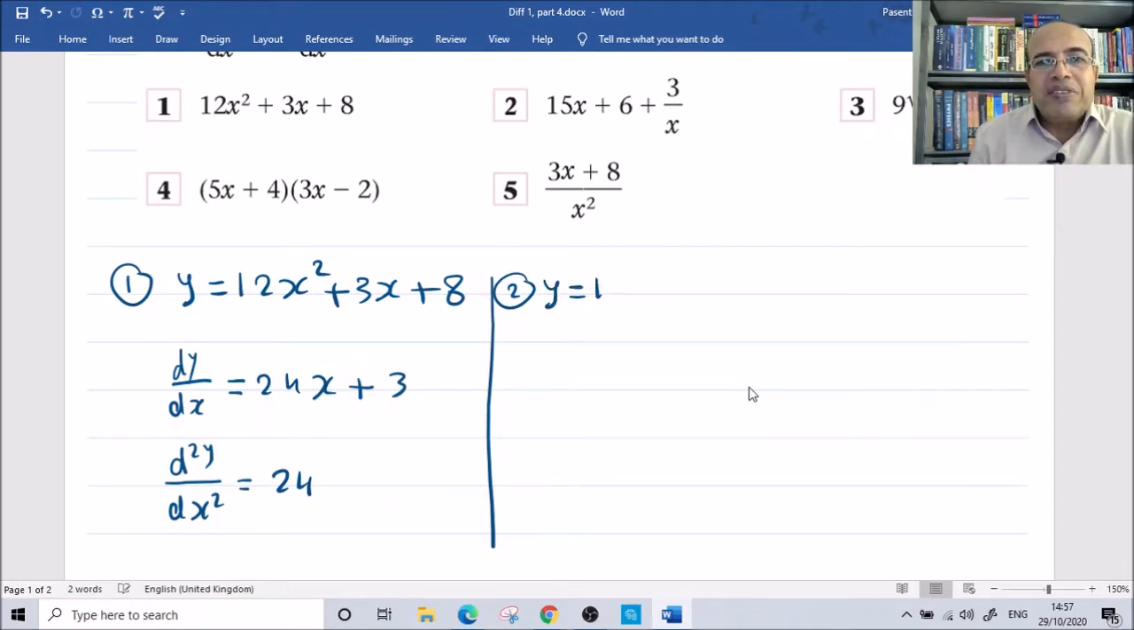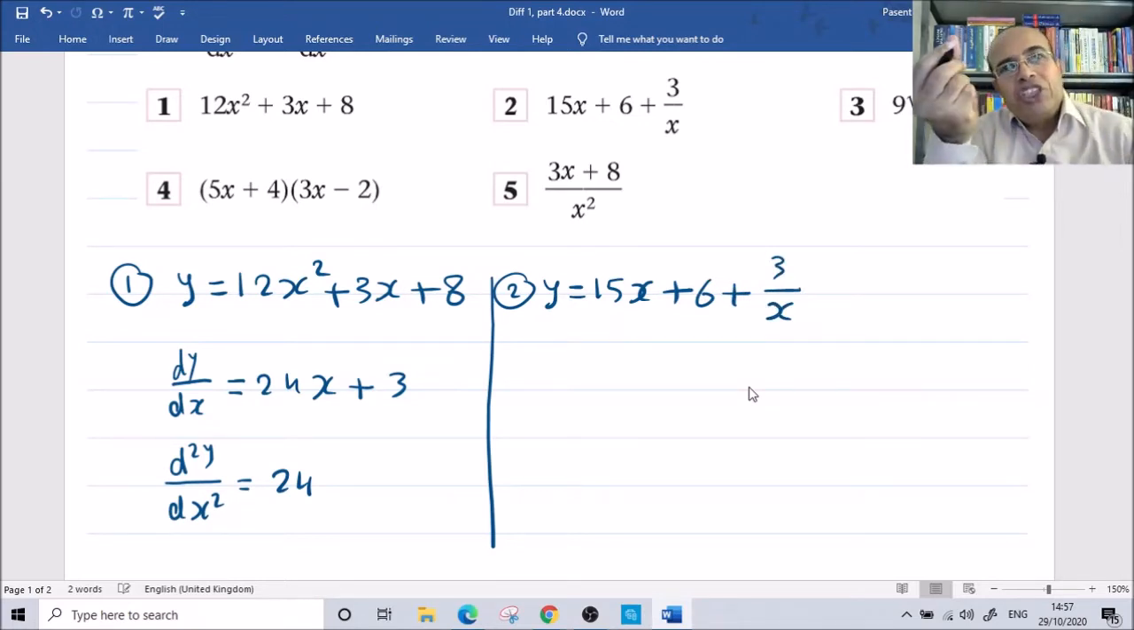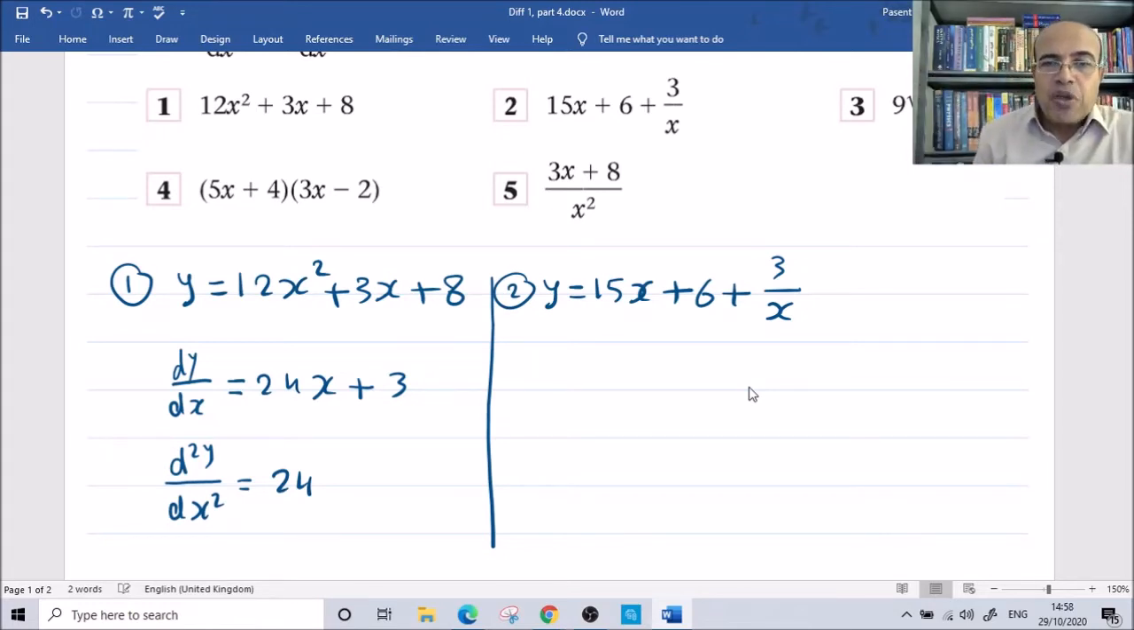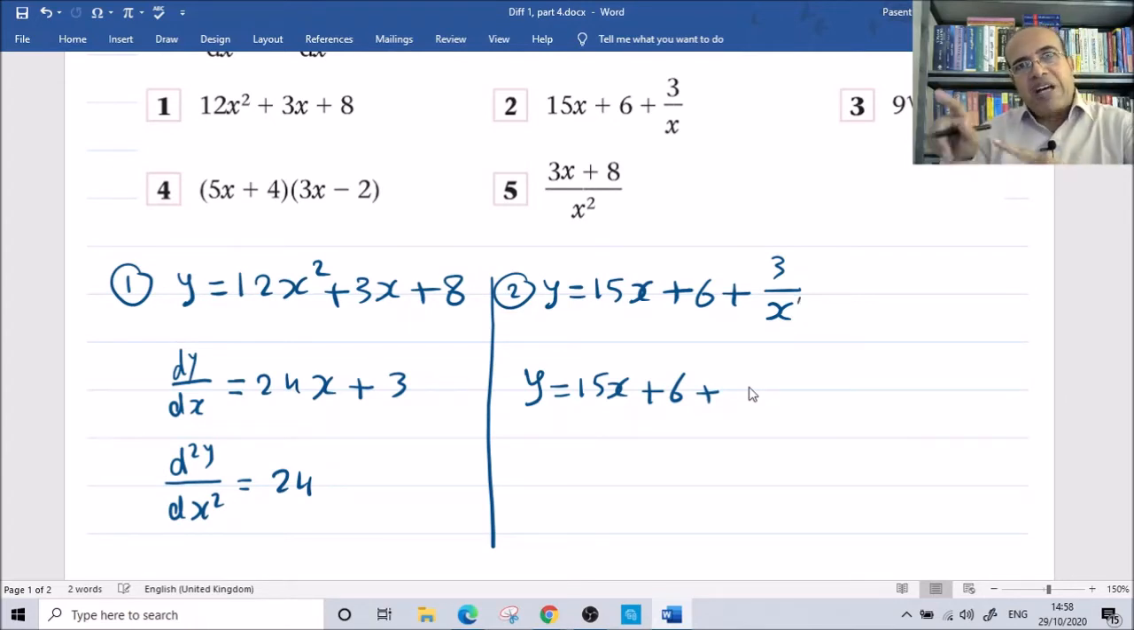Question number 2. y equals 15x plus 6 plus 3 over x. Before doing the differentiation, you have to simplify. You have to write each term in standard form. What do you mean by standard form? ax power n. So y equals 15x plus 6. To write 3 over x in standard form, shift x upward. Down it's x power 1. When we shift up, it becomes x power negative 1. So it's 3x power negative 1.